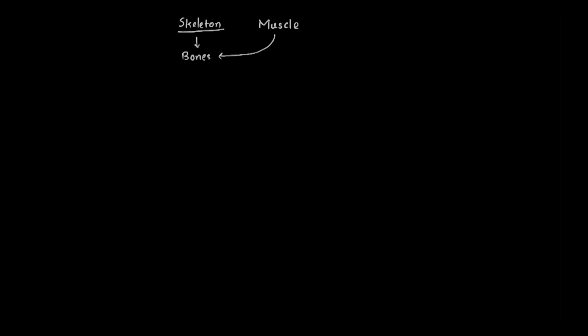Now, let's try to visualize that. Let's try to draw a bone. Let's say this is the bone, and from this, the muscle is attached. So, this part where the attachment occurs, this is called the tendon. And finally, from the tendon, the muscle starts to emerge.